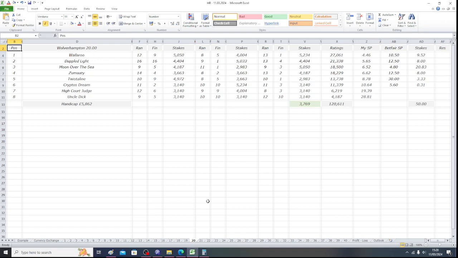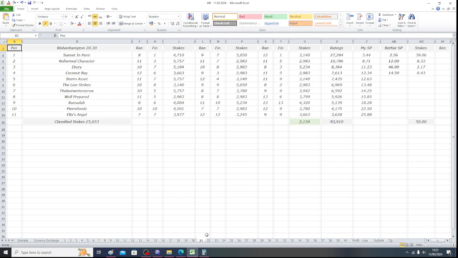The penultimate race, the 8 o'clock, we have five running for us here. Wallaroo, Dappled Light, Moon Over the Sea, Zumati, and Twist the Line. And we got tiny money back if Crypto's Dream was to win. And into the final race, we got three running for us. Sunset in Paris, Reformed Character, Ebury, and Coconut Bay for little money at the end there.